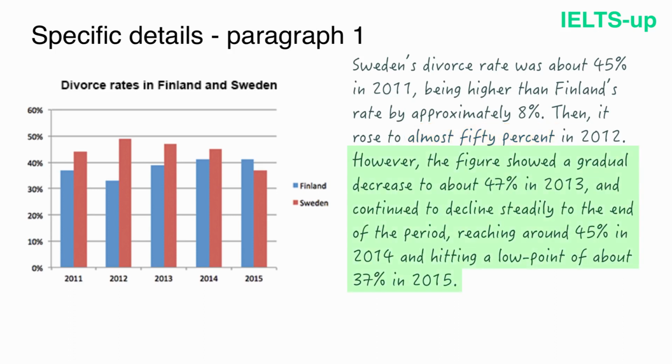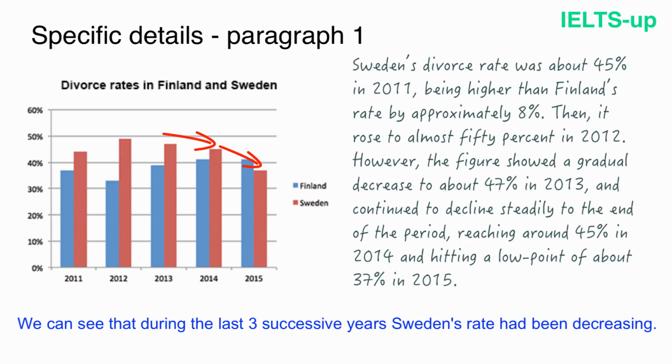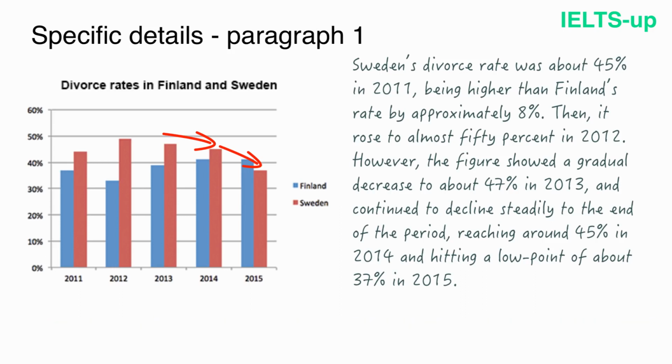And the last sentence in this paragraph is dedicated to Sweden's decreasing trend at the end of the period. We can see that during the last 3 successive years, Sweden's rate had been decreasing. So I combine this information in the last sentence by writing, "However, the figure showed a gradual decrease to about 47% in 2013 and continued to decline steadily to the end of the period, reaching around 45% in 2014 and hitting a low point of about 37% in 2015."